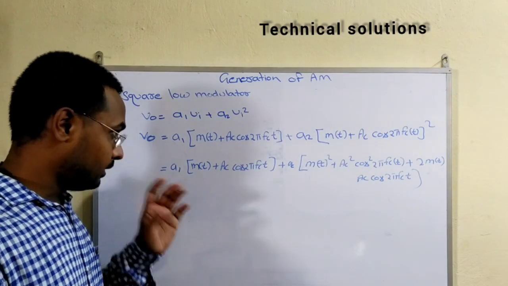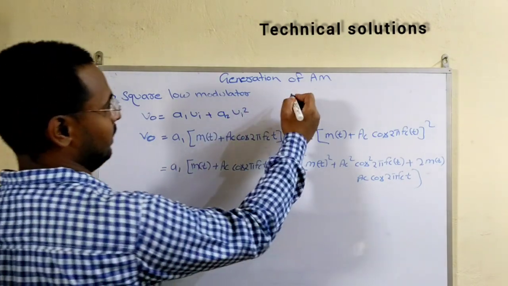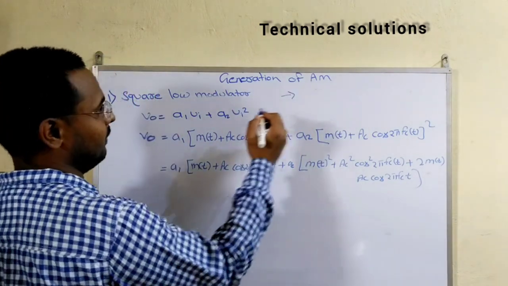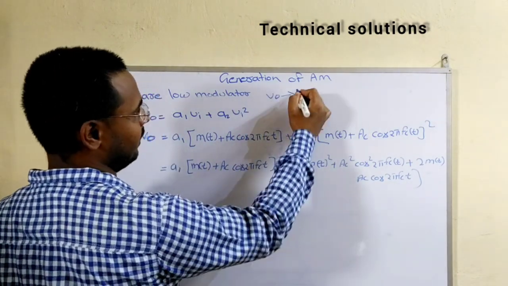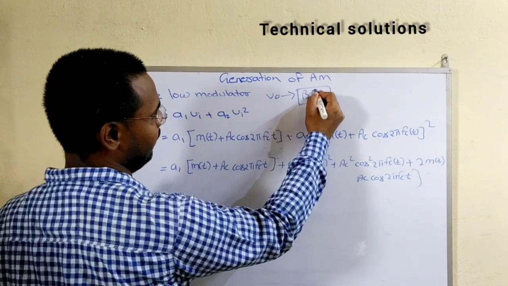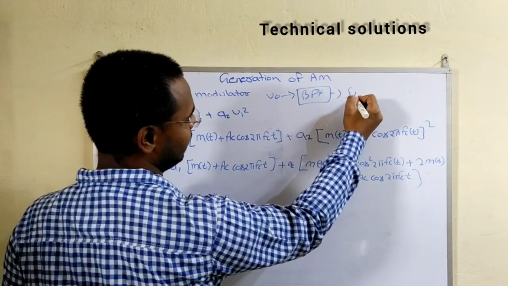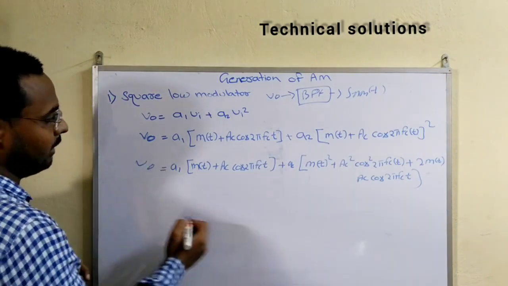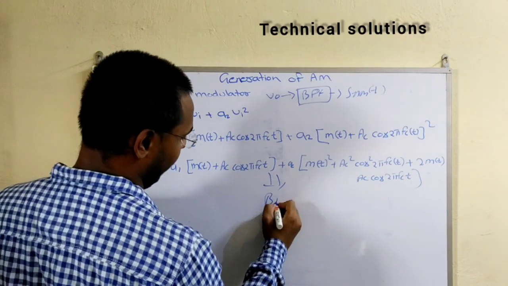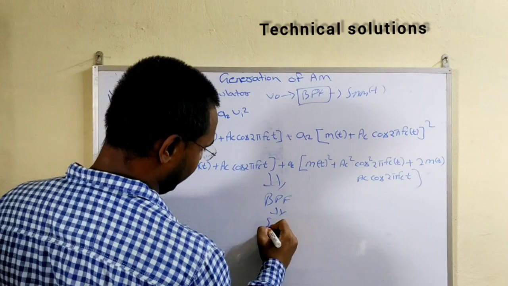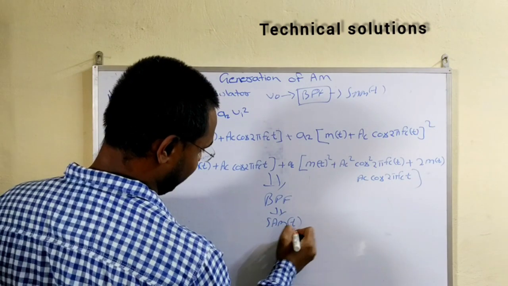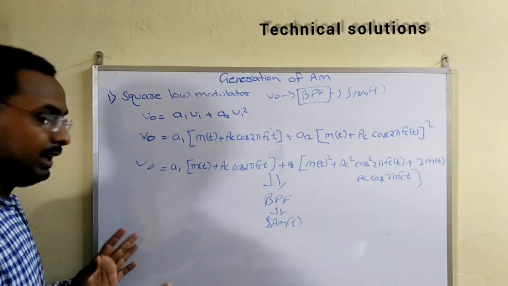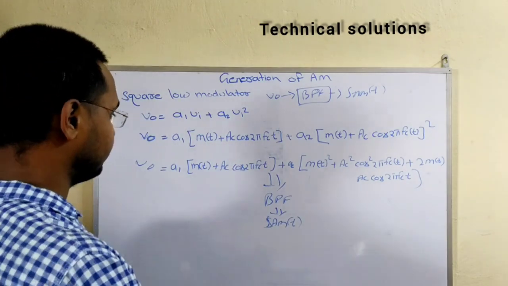Here, in the structure of this square law device, after V naught we use a band pass filter to produce S of Amt. This is our V naught, and we apply a band pass filter to produce S of Amt. Fine. So what will the band pass filter do?